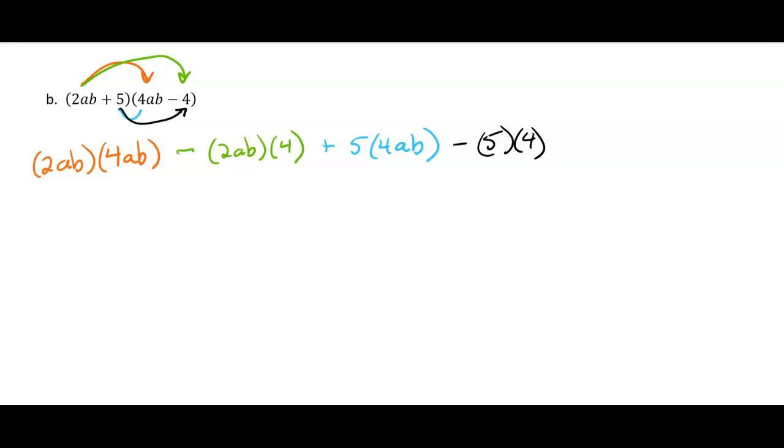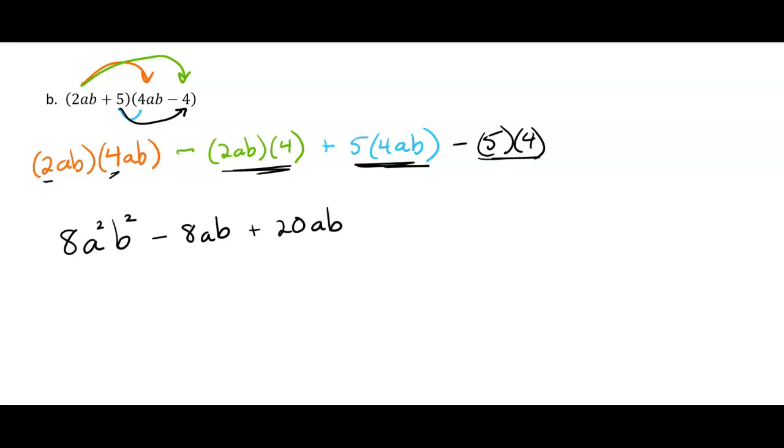Okay, now we do each of those multiplications. So the first one, I'm going to have the 2 times the 4, which is 8. Then I'm going to have a times a, which is a squared, b times b, which is b squared. Okay, that's that part. Now I go to this part. I've got minus 2 times 4 is 8. And then I just have an a and a b. Then I go to this one, plus 20ab. Yeah, that's looking right. And then a minus 20 here.